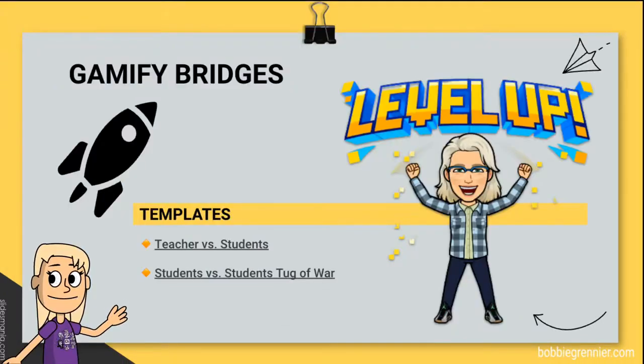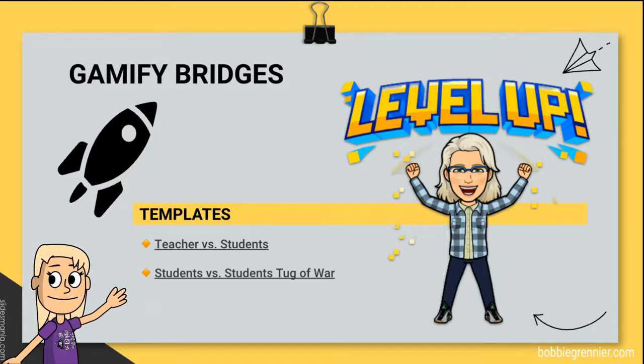All right, and then I like to gamify my bridges. So if you're into that too, I made some templates for you. They are available on the math website. And I've got teacher versus students, which is a great way to introduce the games where you get up in front of the class and it's you versus the whole class. And this kind of gamifies it so that it's more interesting. And you teach the game to the students, whole class.